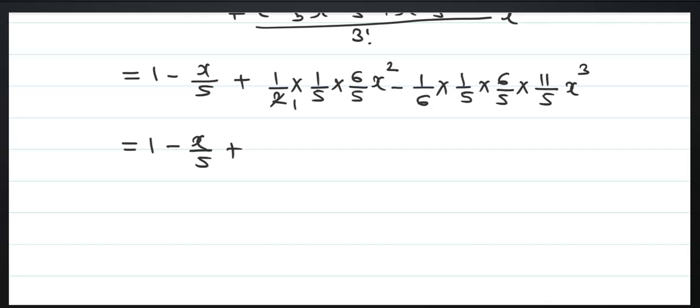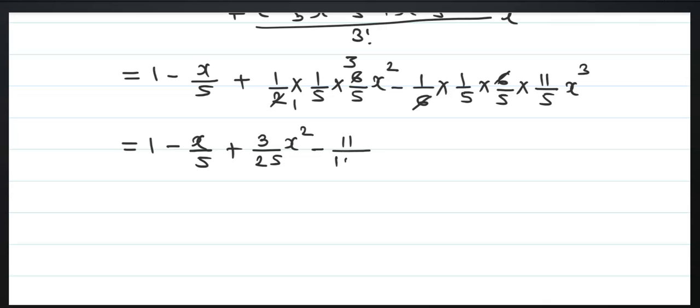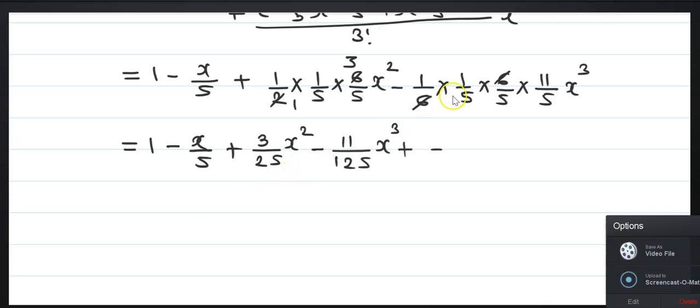Now the final answer. Now simplification. You can see this here. The third term is 3 upon 25 into x square, and the fourth term, after simplification, is minus 11 upon 125 x cube.